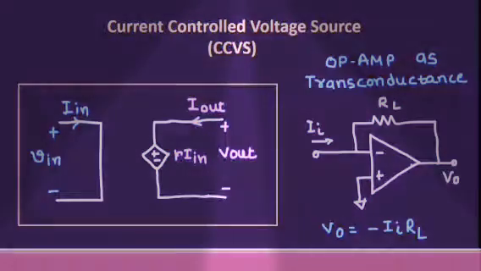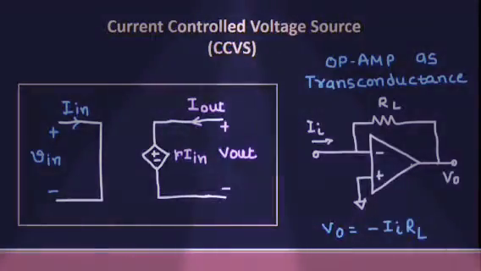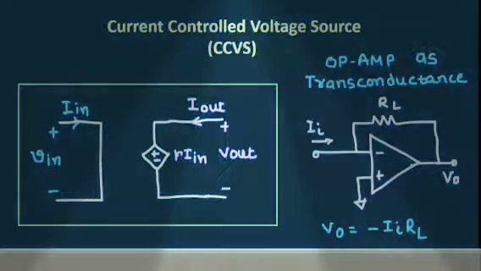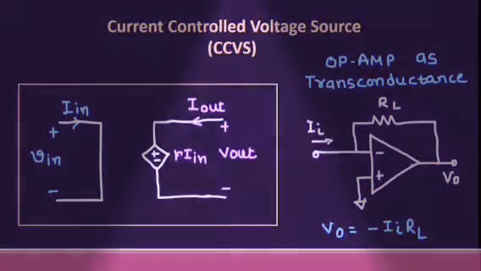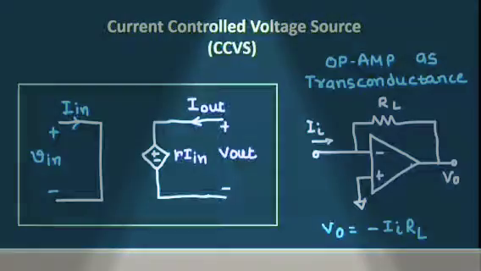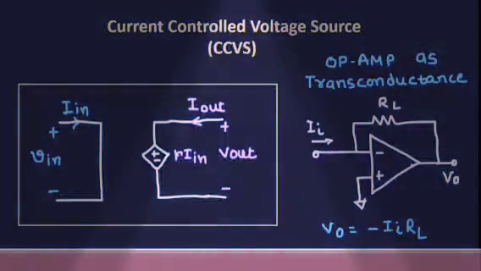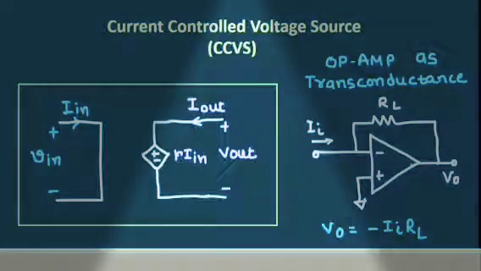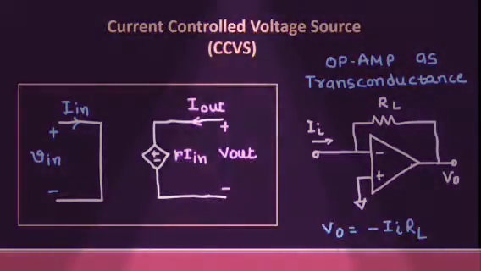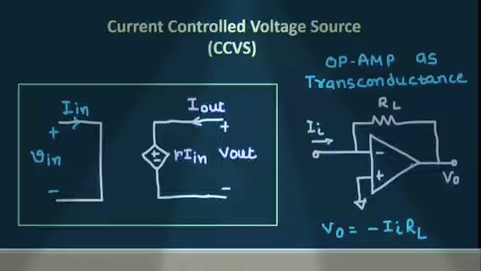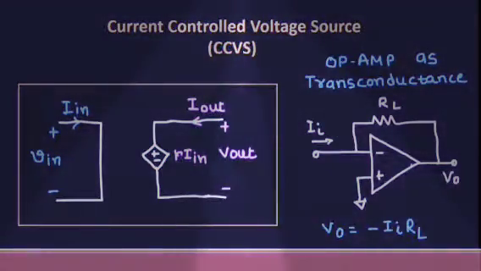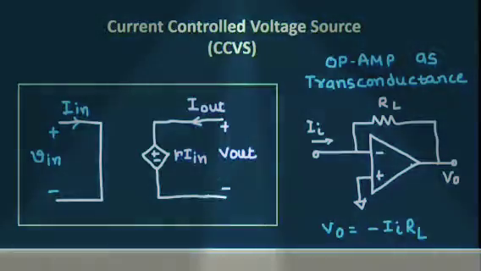Now take a practical example of CCVS, which is op-amp as transresistance amplifier. As shown in the figure, we can see by the circuit, V naught value depends on input current Ii. As Ii is changing, the value of output voltage V naught is changing. So the output voltage depends on the input current.